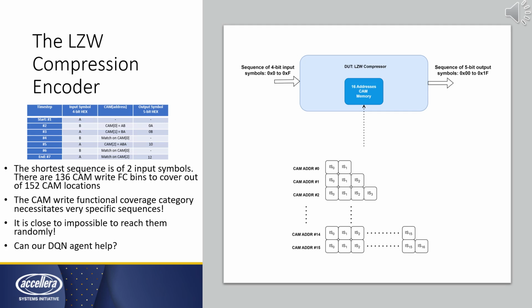In order to hit all these functional coverage bins, I need to generate actually very specific sequences. If I use randomness in order to generate sequences, it is extremely unlikely to generate the sequences that I need in order to hit all my functional coverage bins. So that's why I would like to see if by using a DQN agent to generate these sequences, I can actually hit all my functional coverage bins, which are defined as all the possible CAM writes for this design.